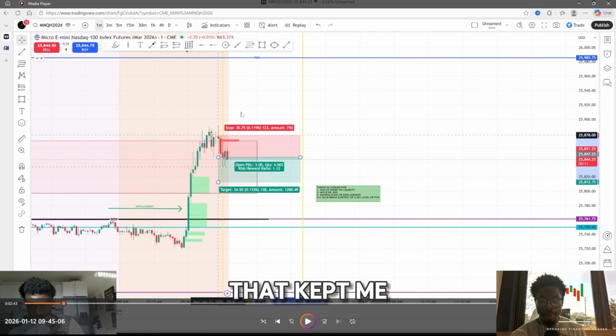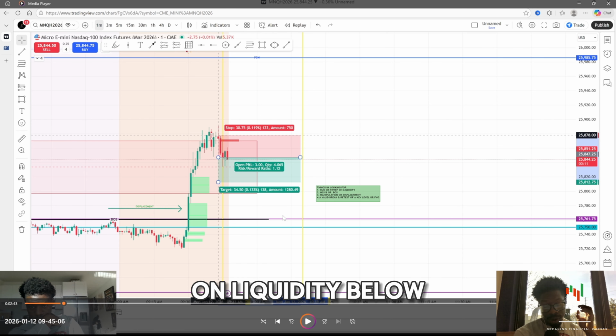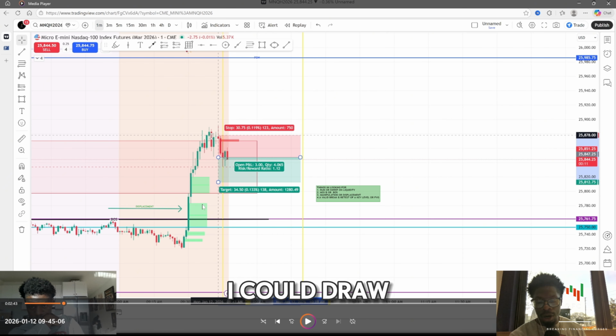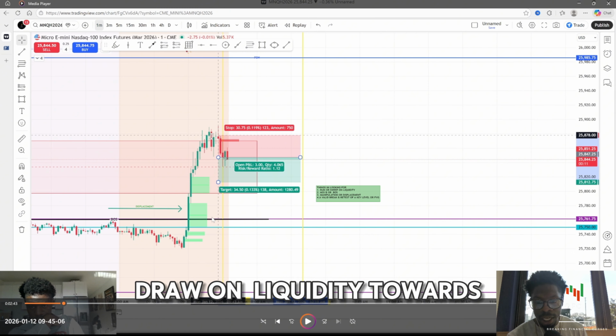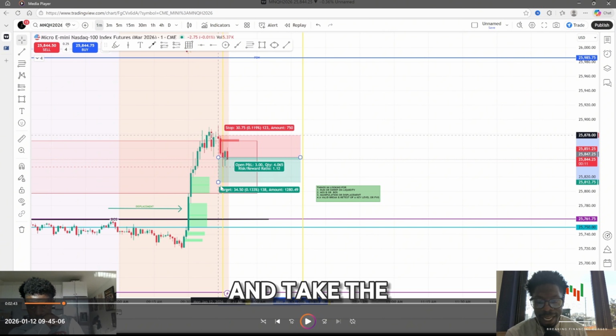The main thing that kept me from even considering this sell is the fact that, number one, I'm bullish and I don't have any draws on liquidity below. I could draw toward maybe this internal liquidity right here, but it wouldn't make sense for me to take the trade to this internal liquidity when I don't have any really strong draws outside of that, when I can just wait for price to come to one of these internal liquidity pools and then trade toward my draws, which are really up here.